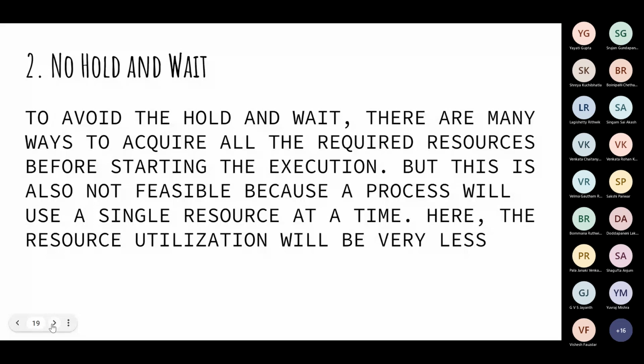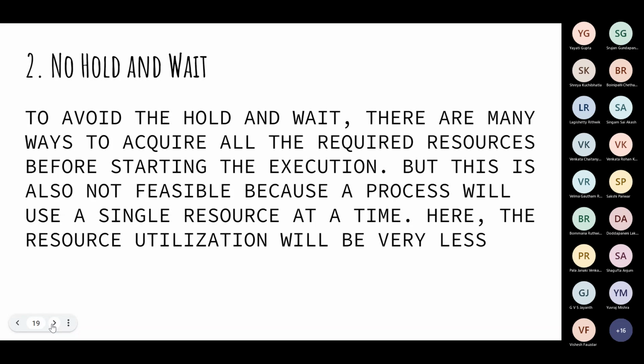To avoid hold and wait, one way is to acquire all the required resources before starting the execution. But this is also not feasible because the process will use a single resource at a time, and the resource utilization will be very low. Thus, avoiding hold and wait is also not feasible.